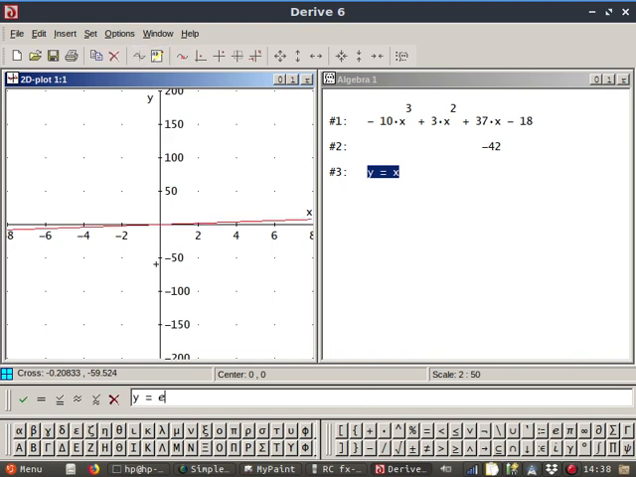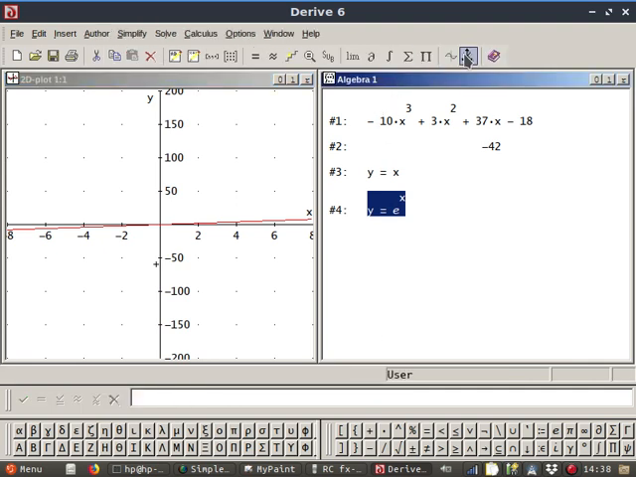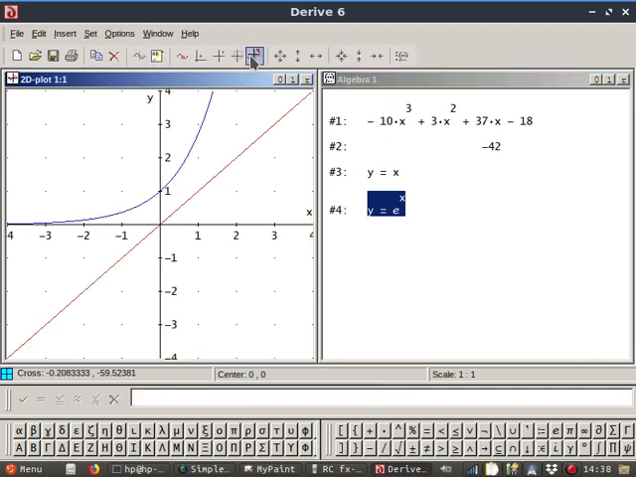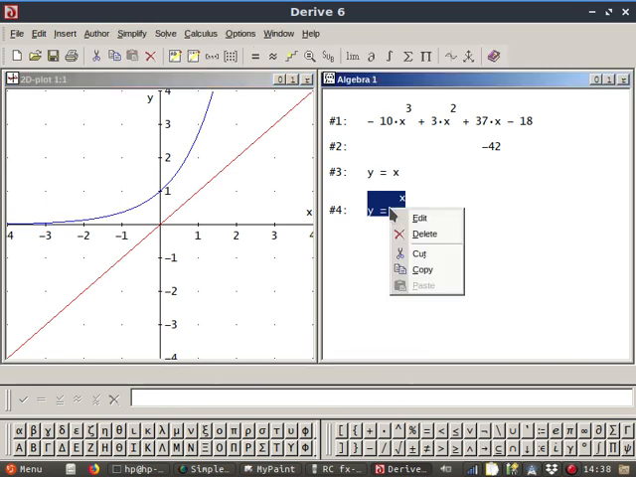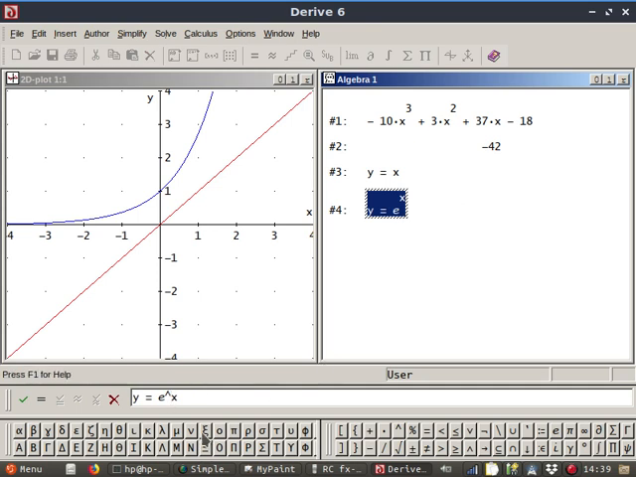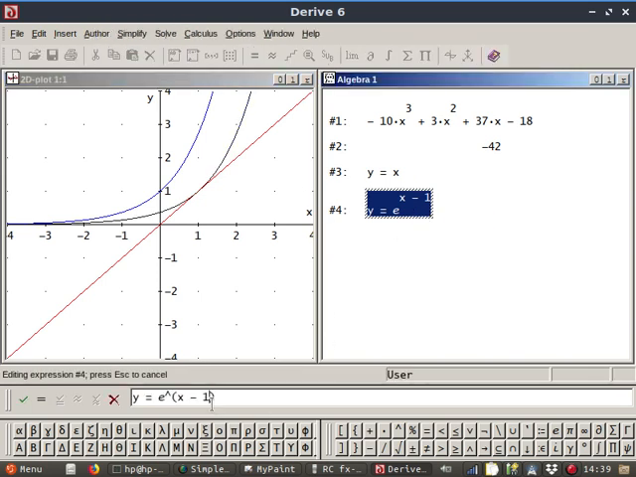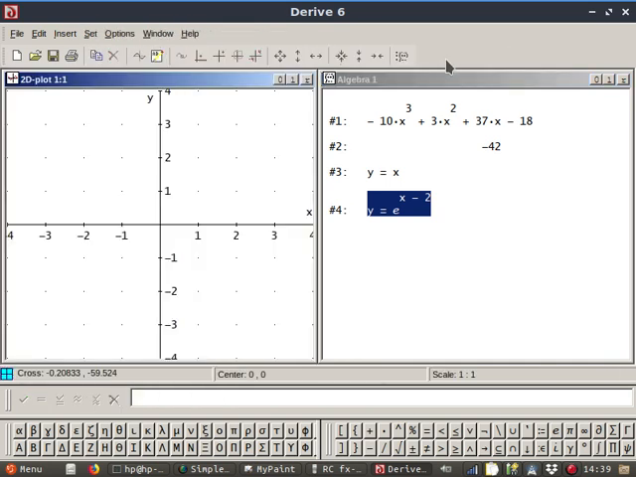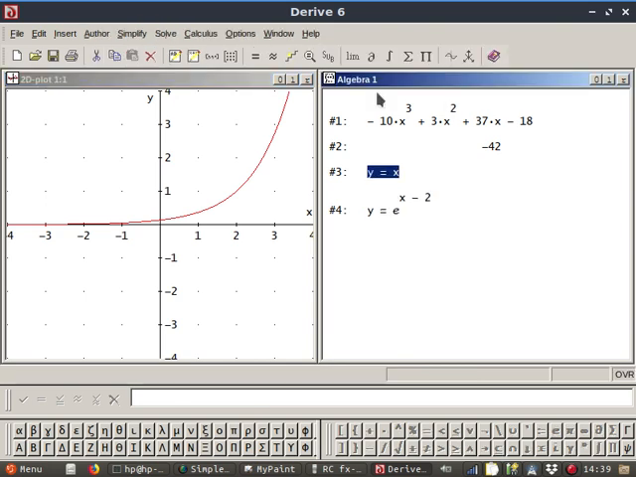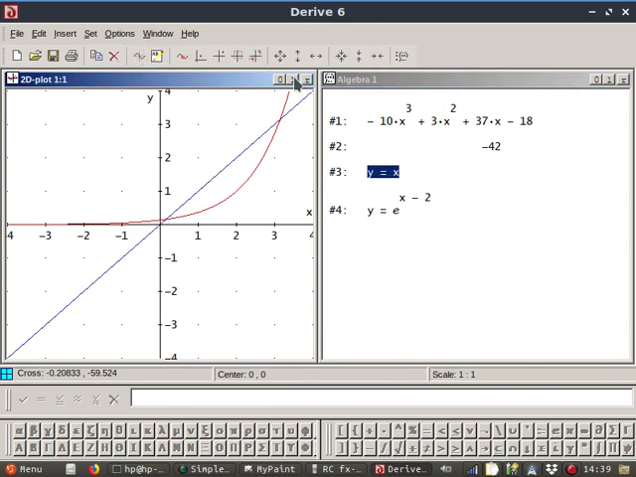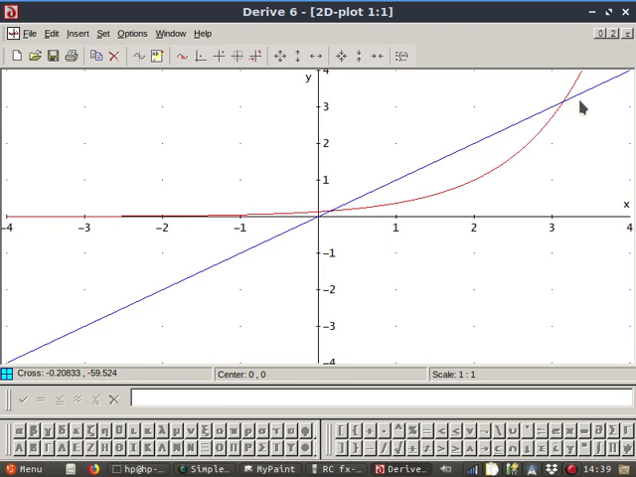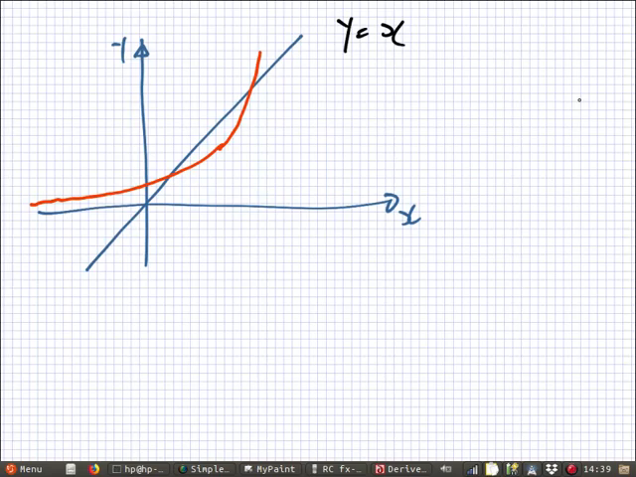Y equals e power x. Why is it so big? Oh, they don't meet. I'll have to change this a little bit. We'll say x minus 1. Maybe I'll get them to meet. Too close. x minus 2. Nice. Right, so they meet at two places. I want you to find one of those at least.